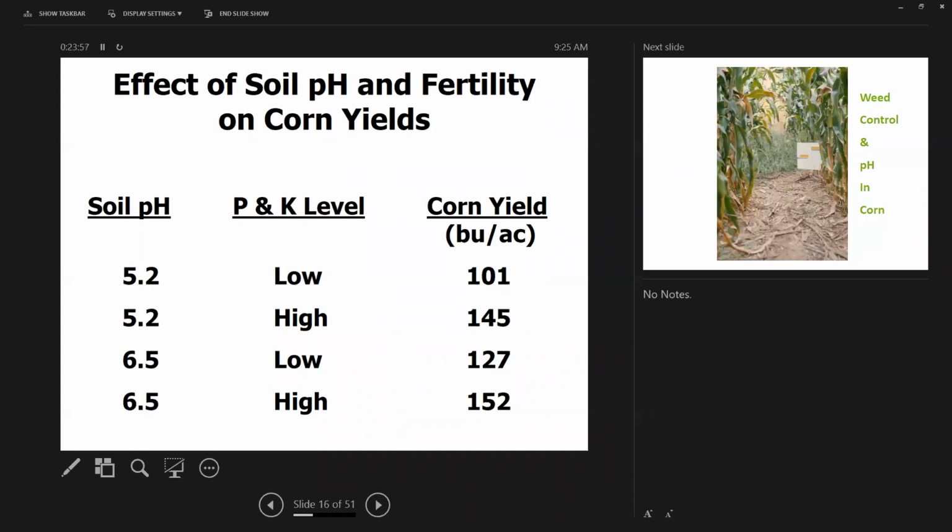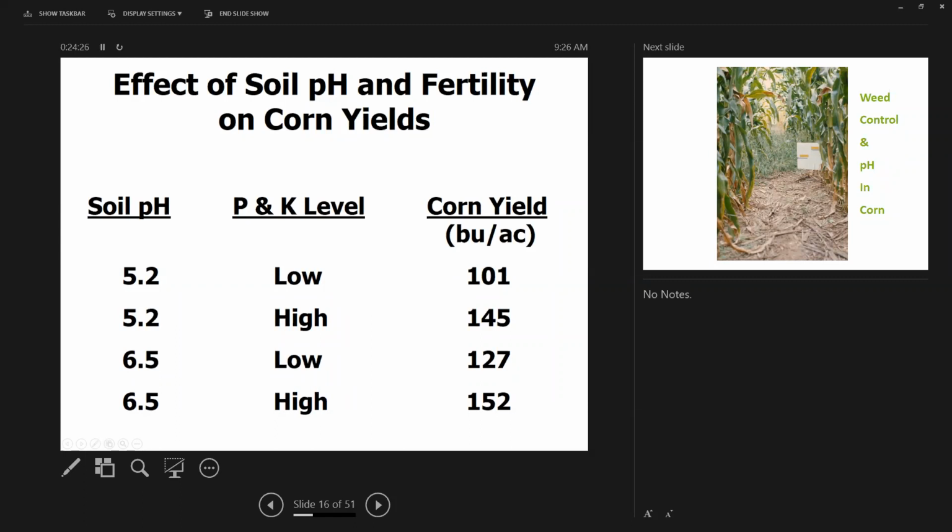So here's corn pH. I've said several times we can overcome low pH with higher fertility, but we get a great benefit out of pH. So we had a soil pH of 5.2, so a low pH versus a 6.5. And within each of those soil pH levels, they had a high P and K level and a low P and K level.